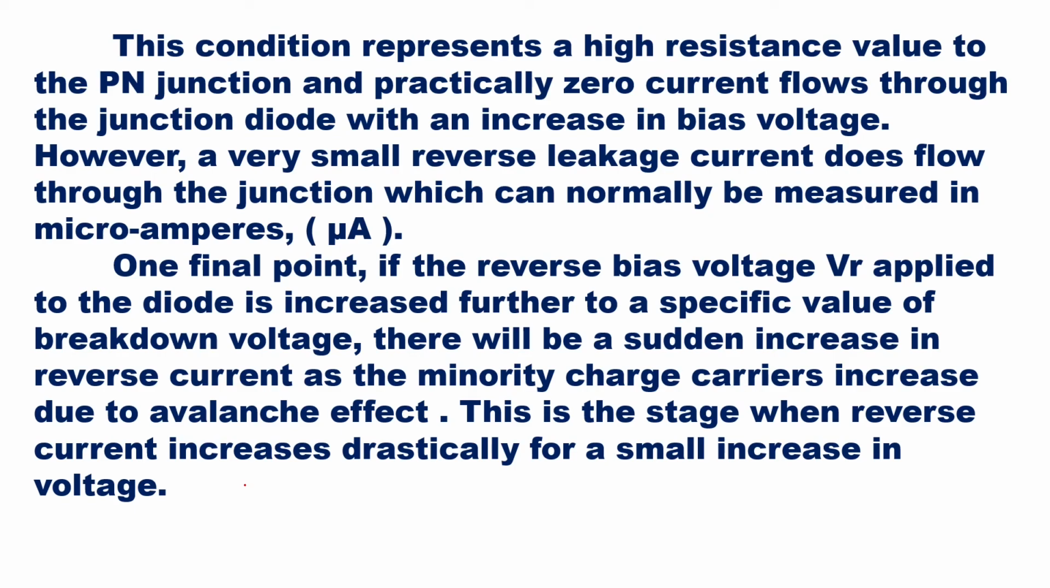One final point: if the reverse bias voltage VR applied to the diode is increased further to a specific value of breakdown voltage, there will be a sudden increase in reverse current as the minority charge carriers increase due to avalanche effect. This is the stage when the reverse current increases drastically for a small increase in voltage. This is what happens in your reverse bias condition.